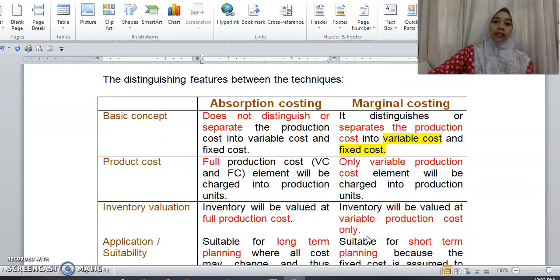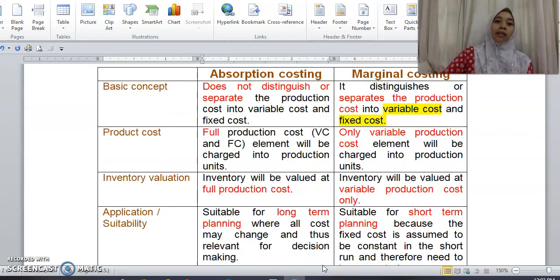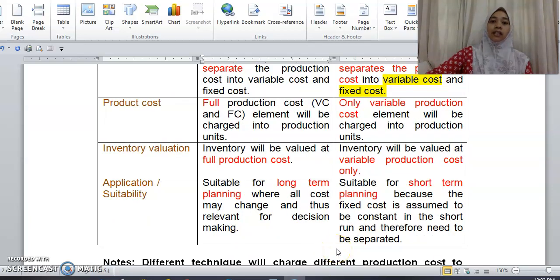Accordingly, for the inventory valuation under absorption costing, inventory will be valued at the full production cost. For marginal costing, inventory will only be valued at the variable production cost. So what about the application or the suitability of these techniques? For absorption costing, normally it is used for long-term planning where all costs may change and thus are relevant for decision making. For marginal costing, normally it is used for short-term planning because the fixed cost element is assumed to be constant in the short run and therefore needs to be separated from the variable cost element.